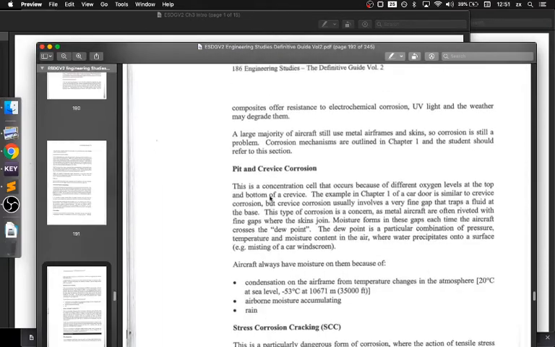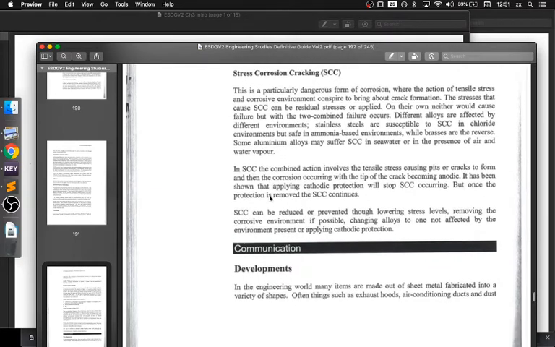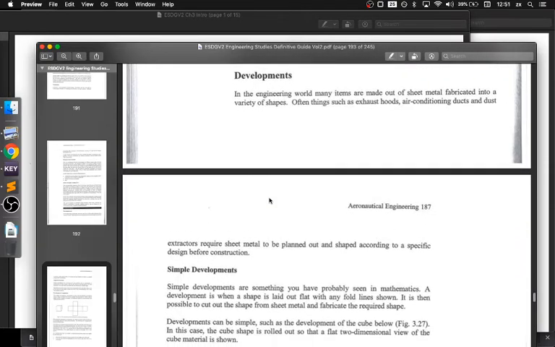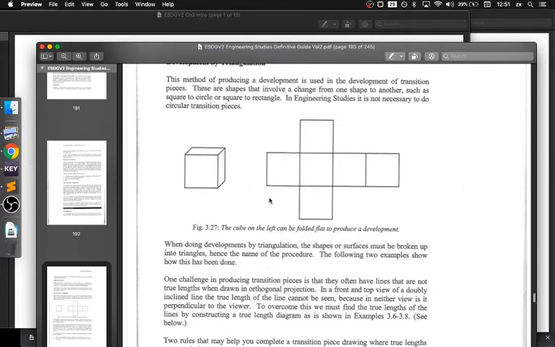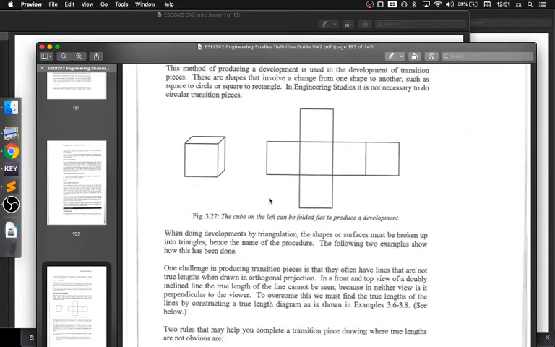Okay, a little bit about corrosion, pit and crevice corrosion. There's not a lot there, generally we don't have a whole lot of questions on that. And stress corrosion. Now, the hard part in terms of drawing in this topic is developments. You might be familiar with these as nets. That's the term you would use in primary school, to talk about the net of a shape. We use the term the development of a shape. And the development of a cube is six squares. We're pretty familiar with that. That should be fairly obvious.